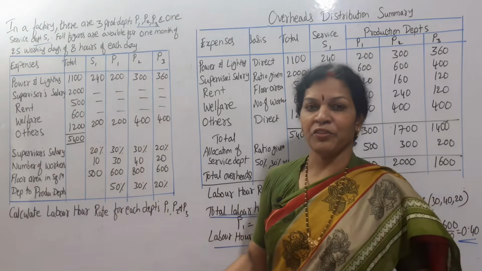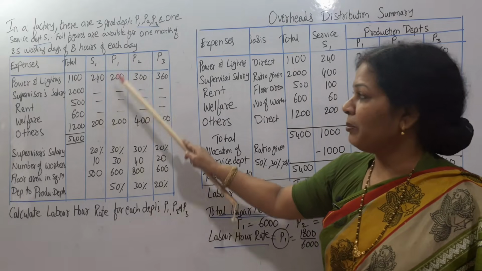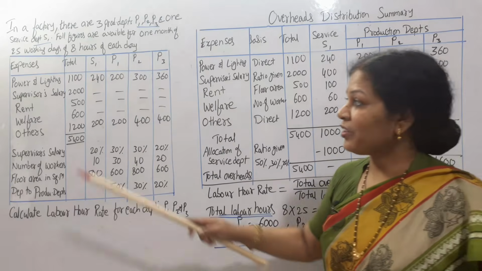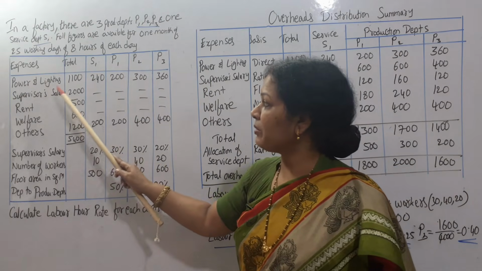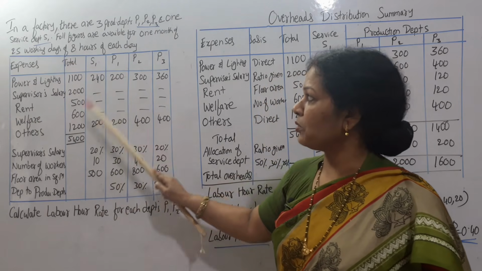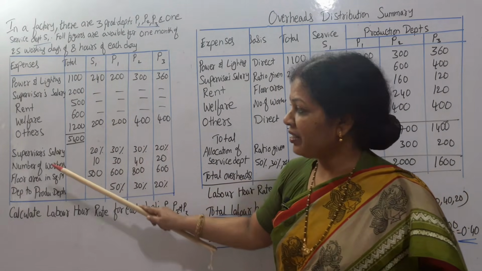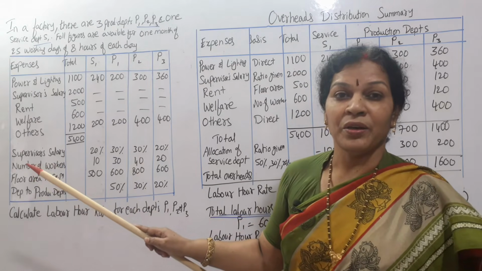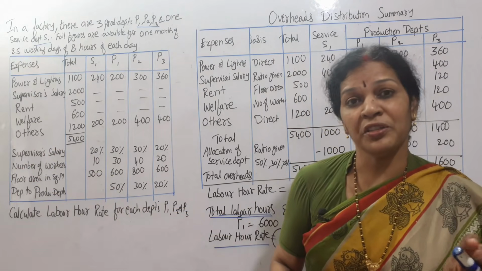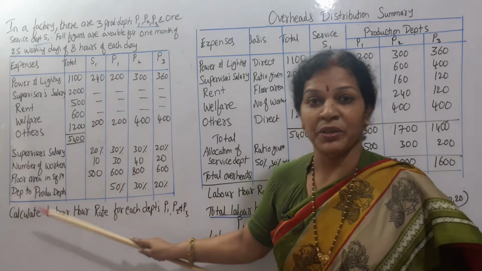Right now, what is the information given to us? Expenses, total, service department S1, production departments P1, P2, P3. What are the expenses? Power and lighting, supervisor salary, rent, welfare and others. These are the expenses, total and divided into the departments separately. Now under that we have been given some other information, about how we have to apportion the expenses. This is the information given to us.